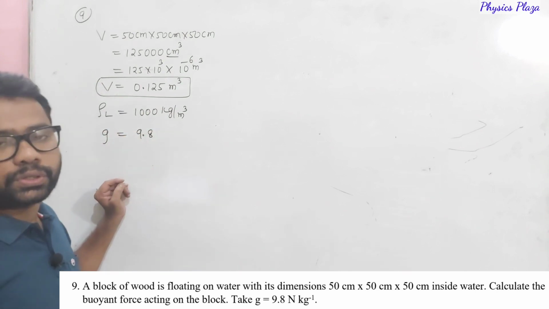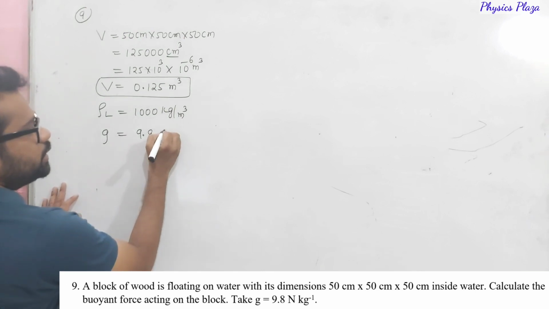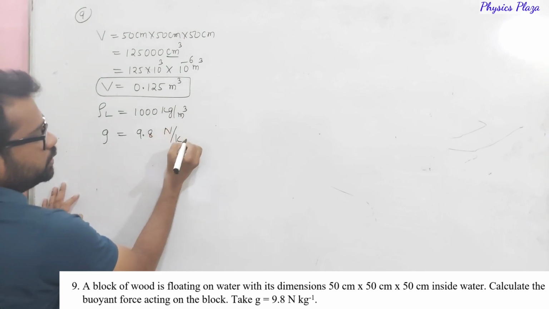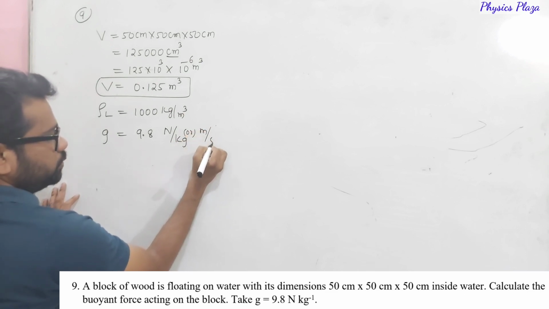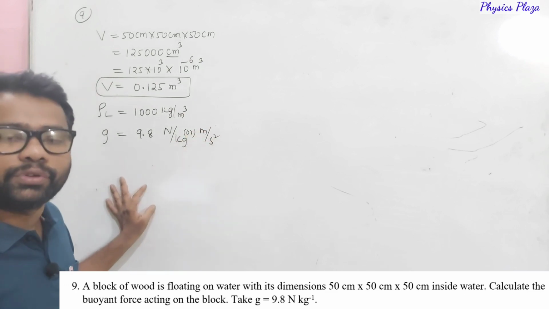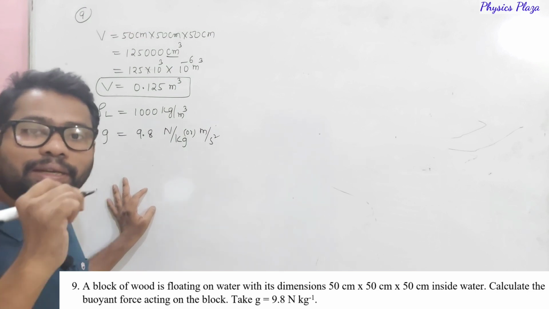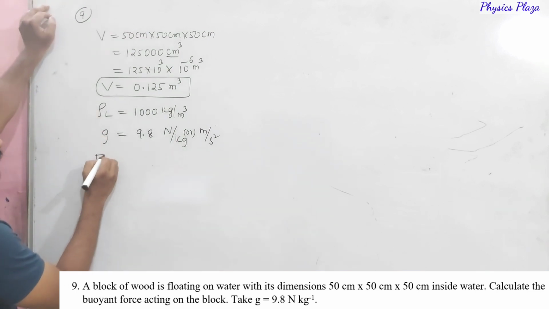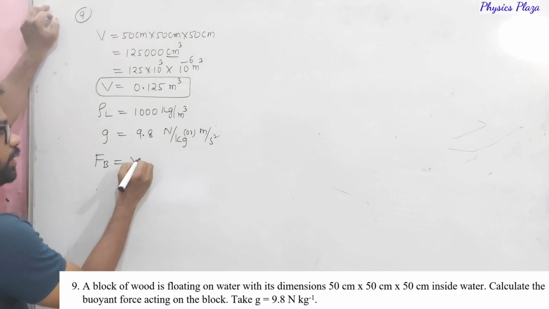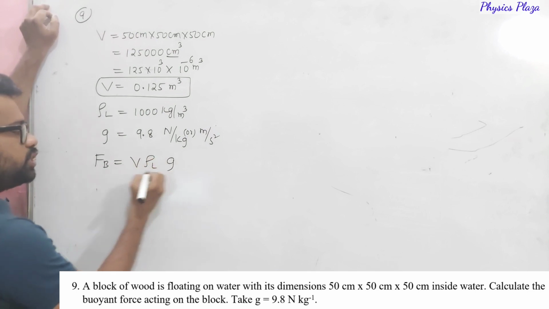Don't get confused. It is given in terms of Newton per kg. Children, Newton per kg or meter per second square, both are the same only. No need to get confused. Now let us calculate the upthrust acting on the body. Children, upthrust FB is equal to V rho L g.